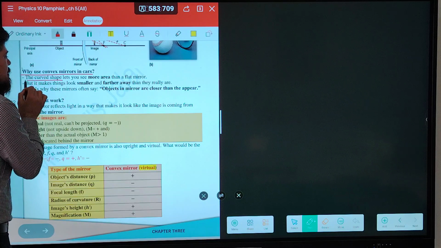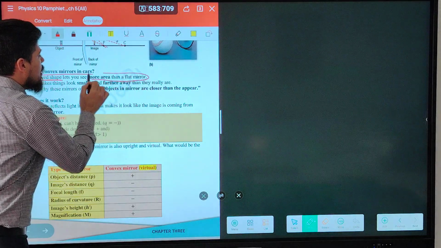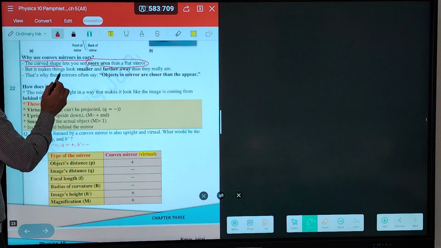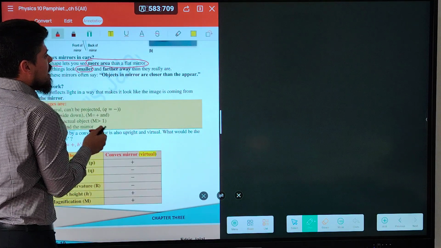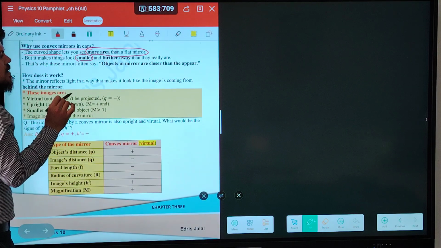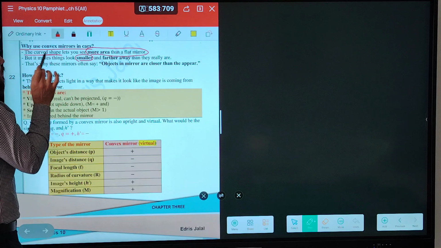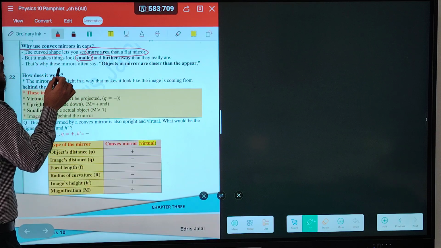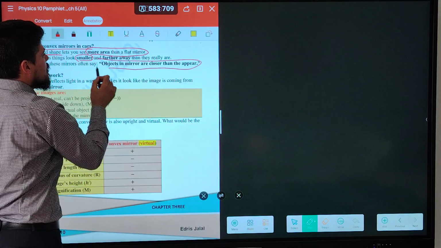Why are we using a convex spherical mirror in a car? Because of the curved shape, the convex spherical mirror lets you see more area. But it makes things look smaller. The image is reduced, smaller and further away than it really is. So that is why it does not depend on this mirror for the distance and the shape, only the size. That's why these mirrors often say objects in mirror are closer than they appear.